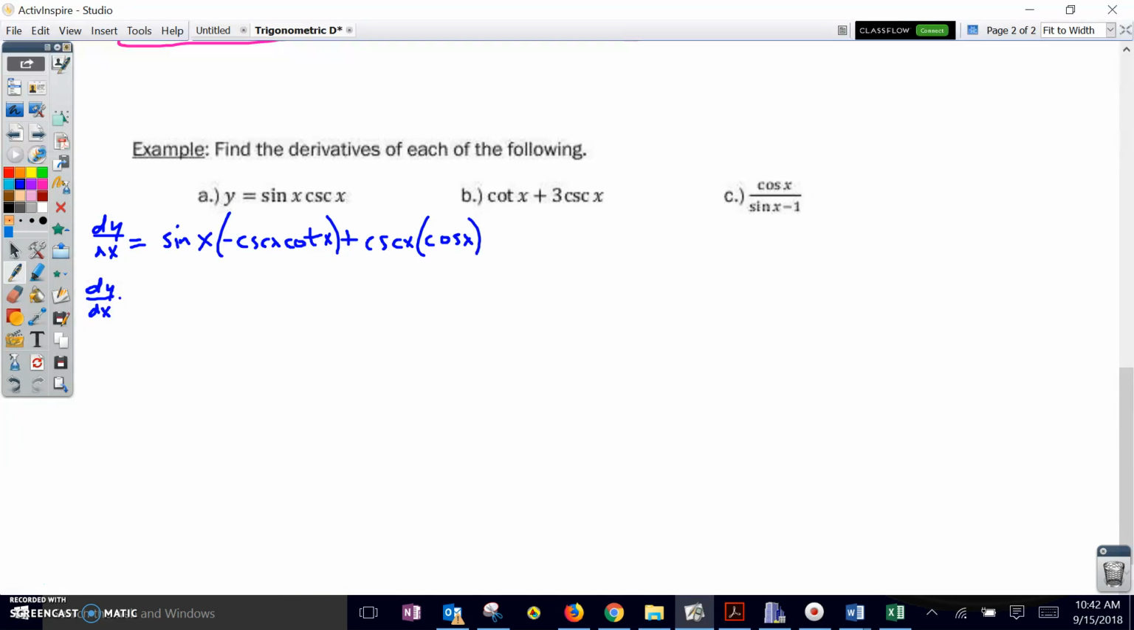And sometimes it's to my benefit when I'm simplifying these to break them back down into sines and cosines. Sometimes it's not. So let's take a look at what we've got here. We've got sine of x, and then we've got a negative cosecant, so it's negative 1 over sine of x, times cosine of x over sine of x. And cosecant is 1 over sine.